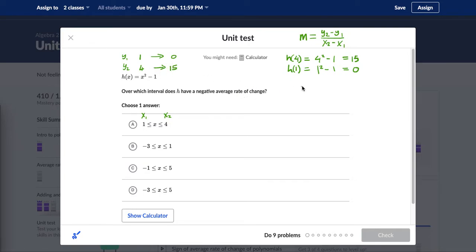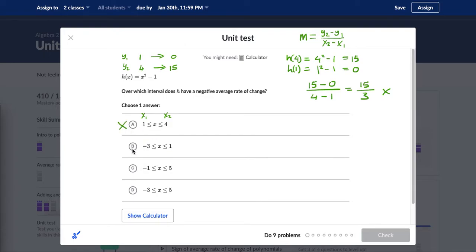So let's put it all together. Okay? So y2, which is 15, minus y1, which is 0, over x2, which is 4, minus x1, which is 1. That gives us 15 over 3. Well, is that a negative average rate of change? No, it's not. So that's not what we're looking for. So this is not the one.